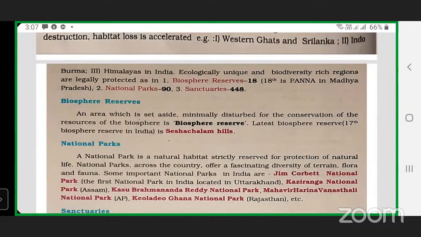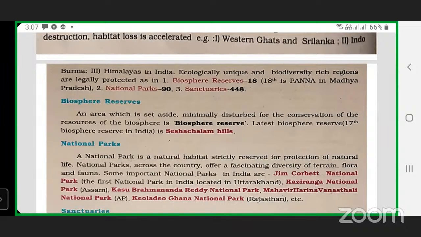The 17th biosphere reserve in India is Seshachalam Hills. Where is Seshachalam Hills biosphere reserve in India? Then for national parks too, they may ask what the latest biosphere reserve is. That is the 17th biosphere reserve, Seshachalam Hills, located in Tirupati.